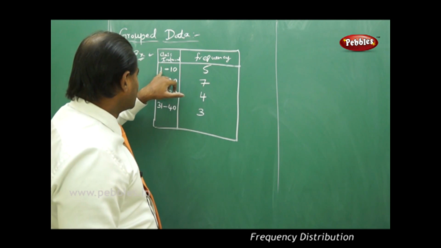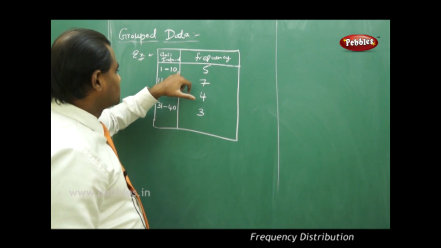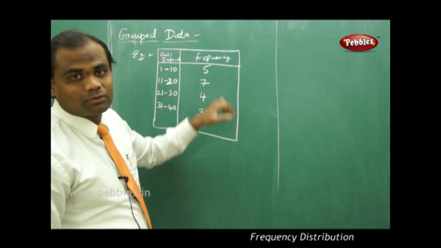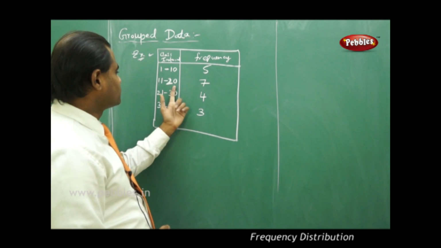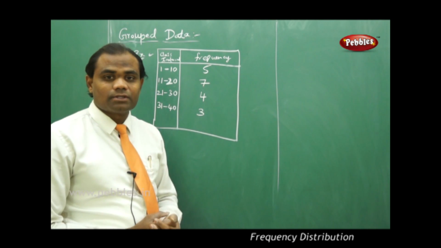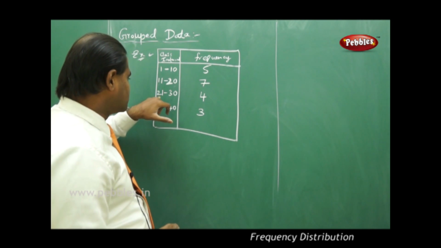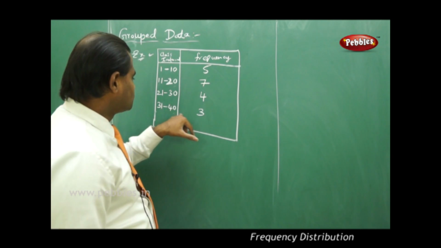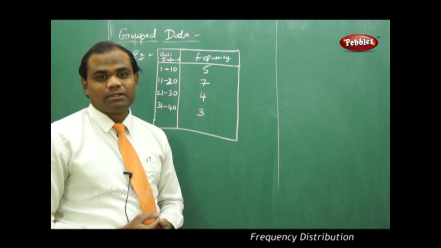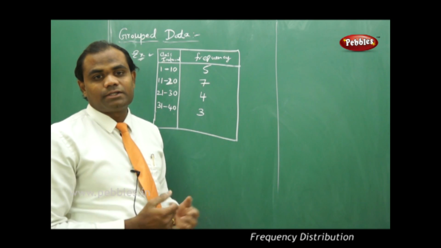So in the example which I have considered, for roll number 1 to 10, only 5 students have passed. Then with roll number 11 to 20, only 7 students have passed. With this table, for 21 to 30, only 4 students have passed. Then 31 to 40, only 3 students have passed. So this gives me the picture of grouped data given in tabular form.